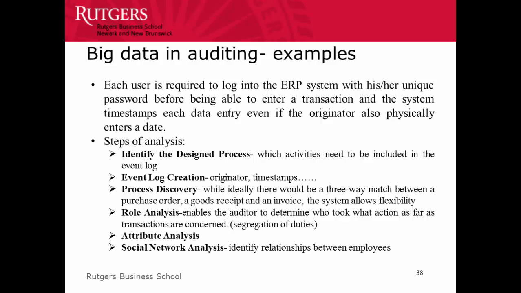The next step is called process discovery. And this step is very important. Ideally, in the sample case, there would be a three-way match between a purchase order, a goods receipt, and an invoice, which is what you have learned in the textbook. The system always allows some flexibility. There could be various reasons for this. For example, sometimes the invoice comes very late after the goods receipt, so to avoid the potential delay in this procedure, they will approve the payment in advance.